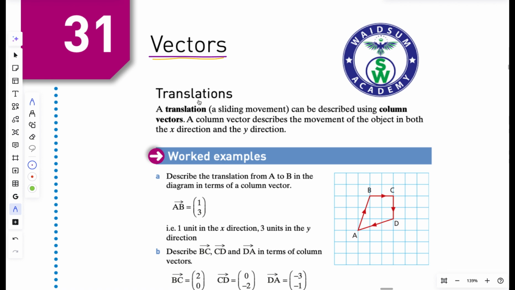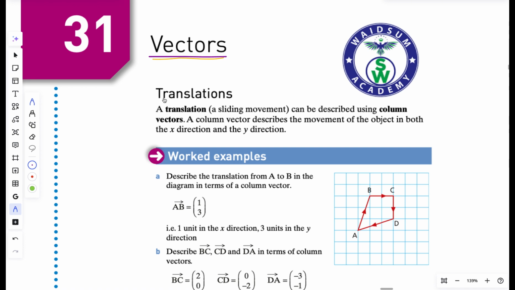In transformation, there are four methods of doing transformation. One is reflection, one is translation, another one is rotation, and another one is enlargement. So we'll be studying translation in the next chapter again. We'll study reflection and all the other transformations.